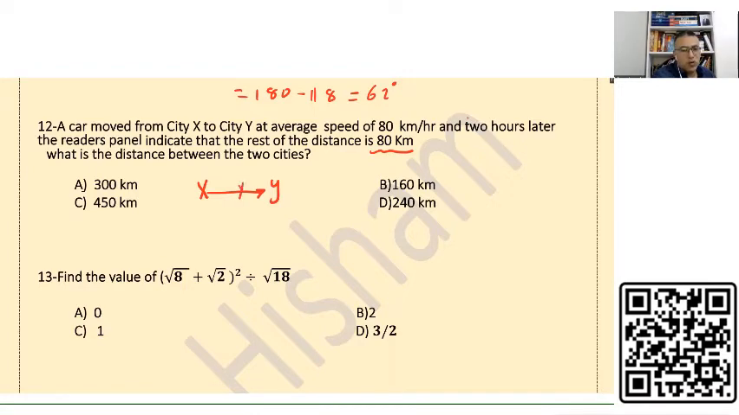And after 2 hours, it means that he spent the distance about 160 kilometers. Because if you are driving your car with 80 kilometers per hour, after 2 hours, you drove about 160 kilometers. The remainder is 80 kilometers. So what is the total distance? The total distance is 240 kilometers.